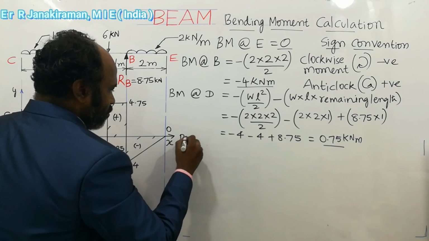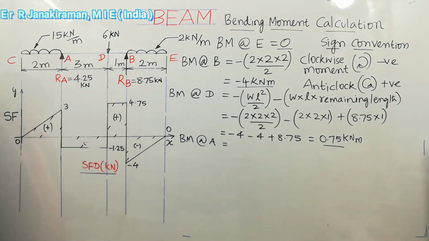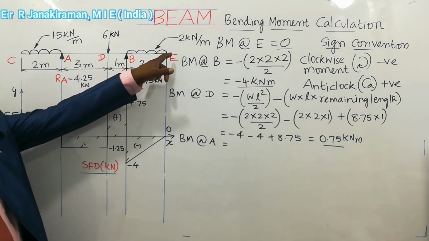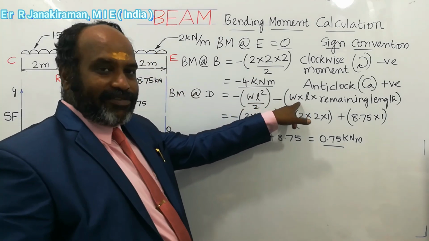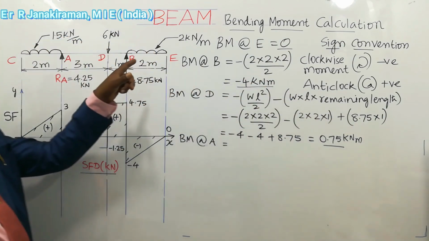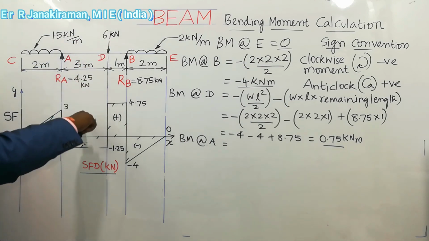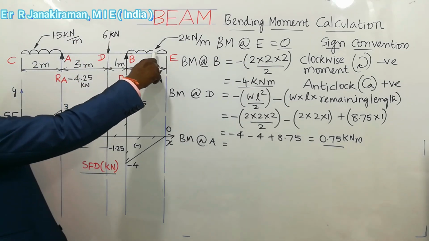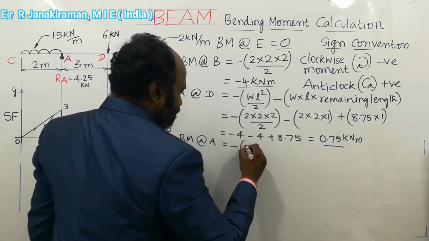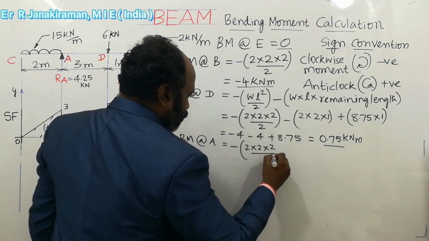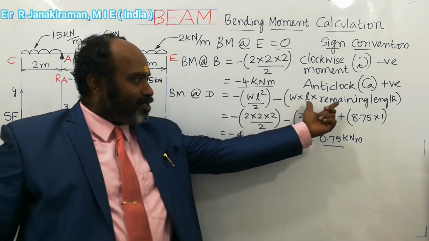Bending moment at A. While finding the bending moment at A, again we start from the beginning. First WL square by 2, next plus the indirect effect of the UDL, WL into remaining length. Next the RB value. Next, the 6 kN is a downward force. This also we have to consider. First we consider this UDL load. Minus is a clockwise moment, so minus 2 into 2 by 2. That is the direct effect of the UDL. Next the indirect effect of the UDL, we use this formula.